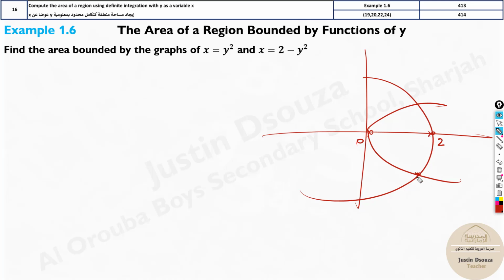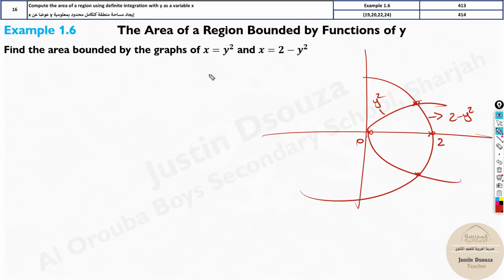Now, what are the intersecting points? Just equate them both and you will solve it. We will solve it in a minute. But which is the right equation now? The right side here should be 2 minus y squared. Left side is y squared. Let's find the points of intersection. We need both the points now.